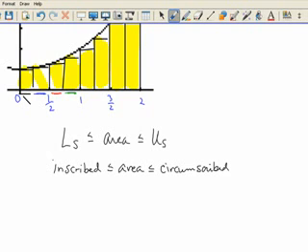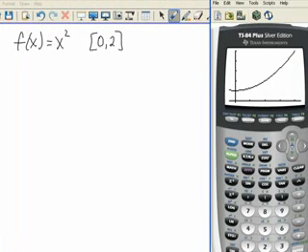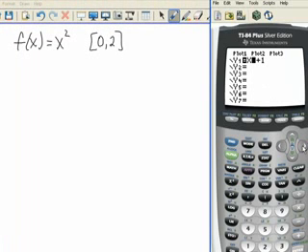Now, let's look at another example. Let's say I have the function f of x equals x squared, and I want to look at that function on the interval from 0 to 2. Okay, so let me get a graph.